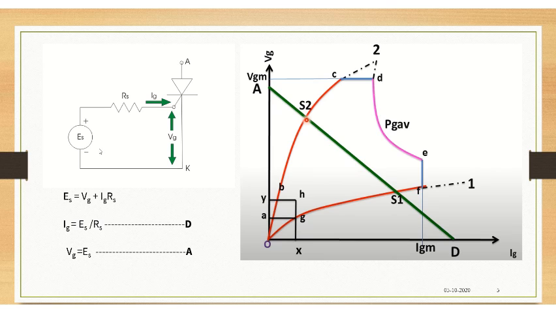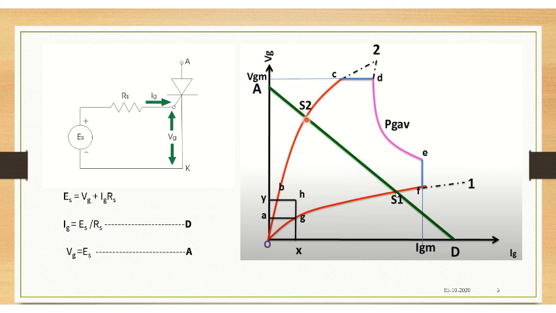Obviously, the applied source will always be greater than the voltage VG, right? So it will be somewhere here. My points A and B are located here on the coordinates, and I've got the load line. When I draw the load line, it is cutting curves 1 and 2 at S1 and S2, isn't it? So any point in between S1 and S2 would be the safe operating point.